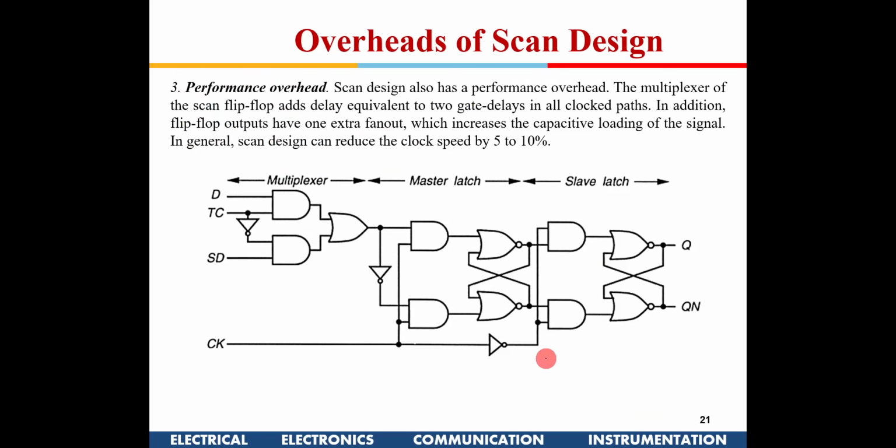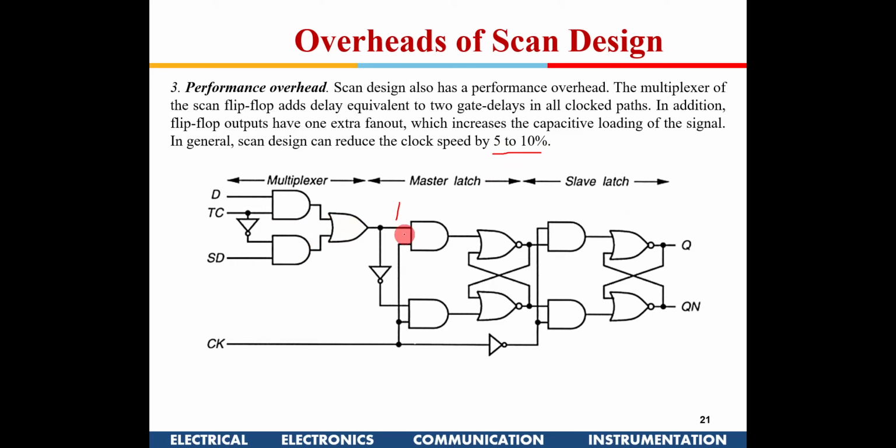And the third one is, like we discussed earlier also, if you are having a mux out here, then this D will get captured out here after another additional 2 gate delays. So this can again decrease the speed, slowing the clock by 5 to 10%, because of these two additional delays.